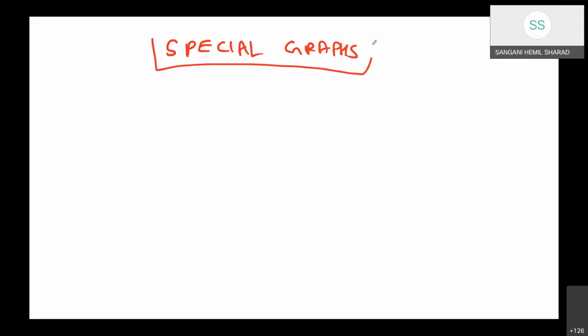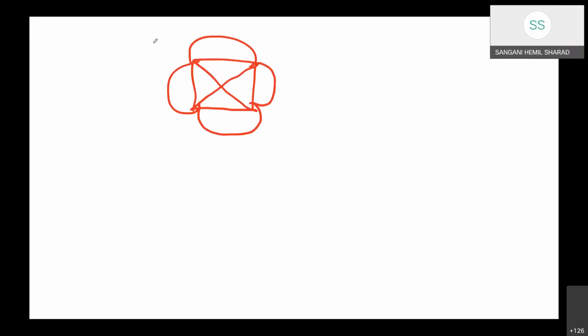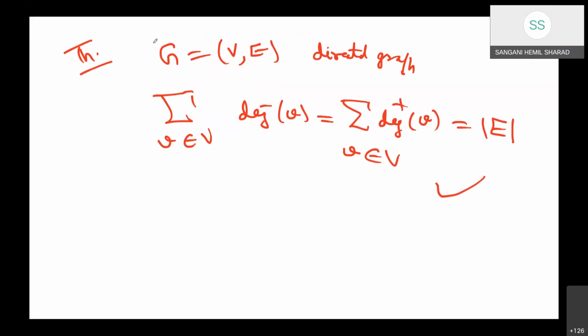Now we can talk about some special graphs. Sir, can you show the slide of the theorem on directed graphs? This one? Yes, sir. As I told you, the proof is because each edge has an initial vertex and a terminal vertex, so you can decompose it into two. The in degrees and out degrees sum to the total number of edges in the graph.